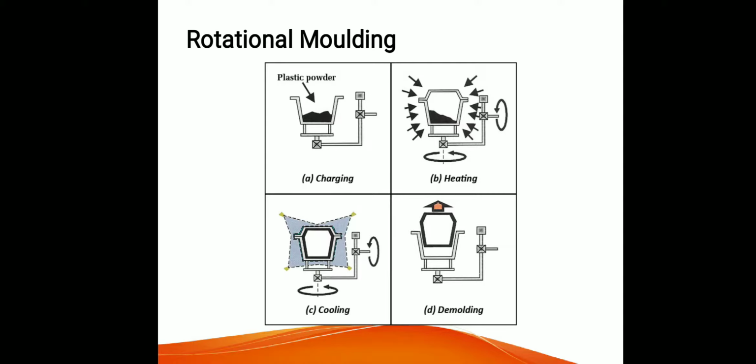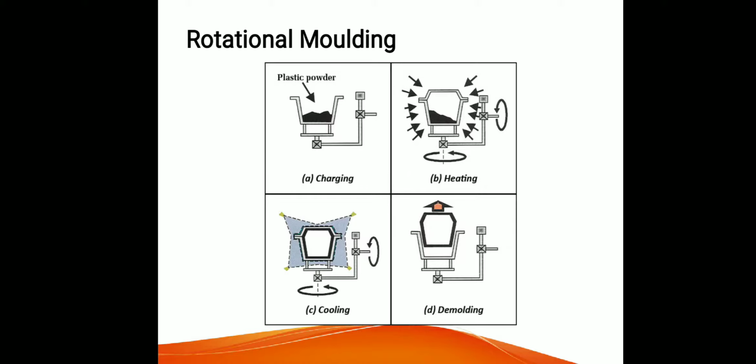So we can charge the plastic powder into the mold cavity. In the second figure we can see that is heating. The mold is then heated and simultaneously rotated on two perpendicular axes so that the powder impinges on all internal surfaces of the mold, gradually forming a fused layer of uniform thickness.